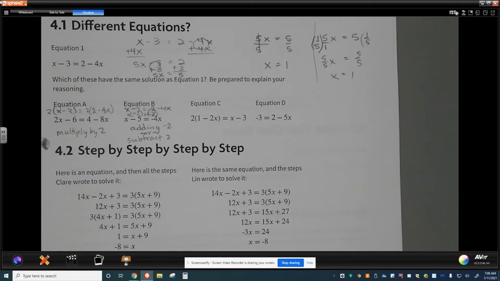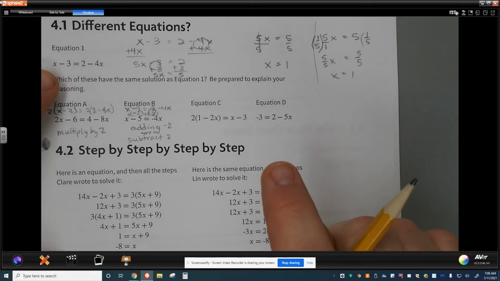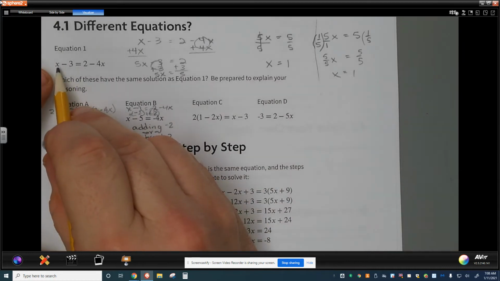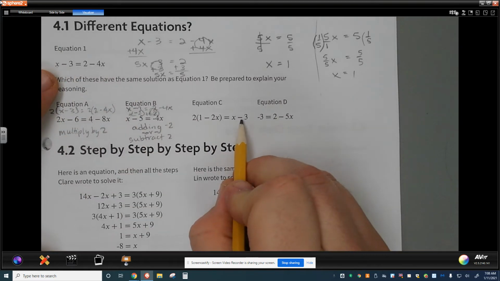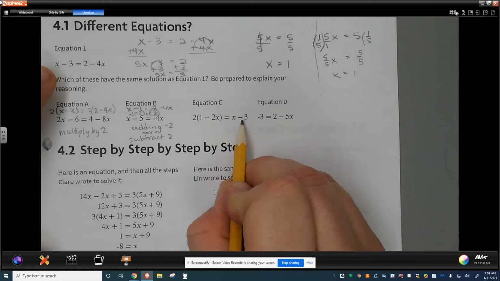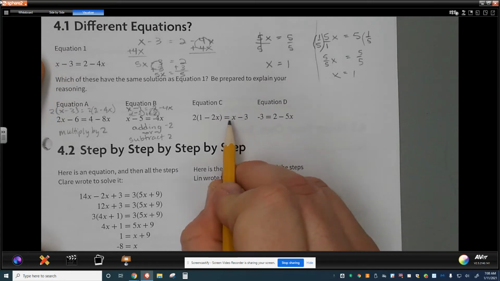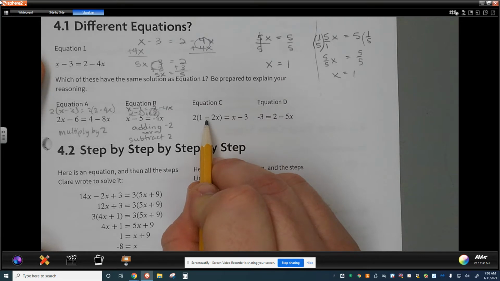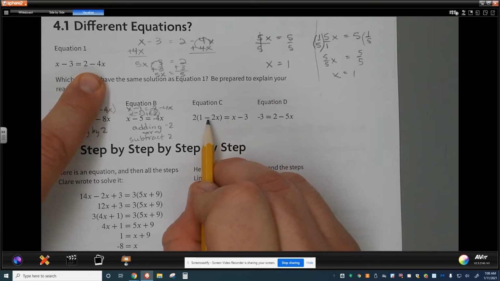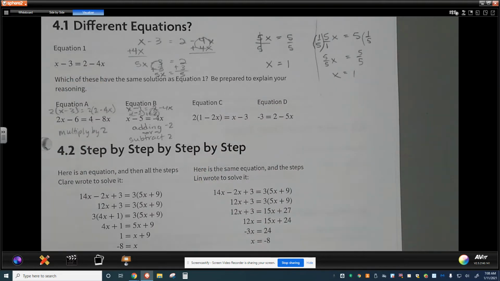Equation C, boy, this one looks a little different, but the first thing that catches my eye is this. I see the x minus 3 expression is now over here on the right side. So I'm wondering if they're just trying to trick me into thinking, hey, it's totally different. I want to look at equation C in this expression on the left and compare it to 2 minus 4 times x, and try to think, how could they have done this?